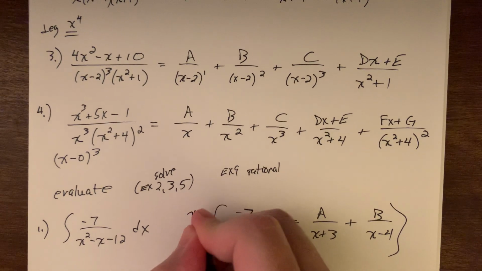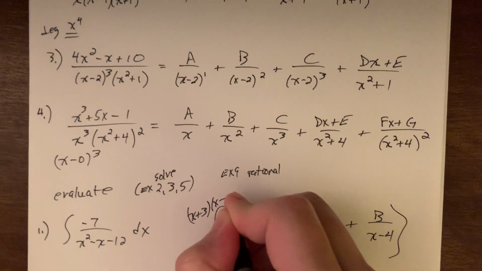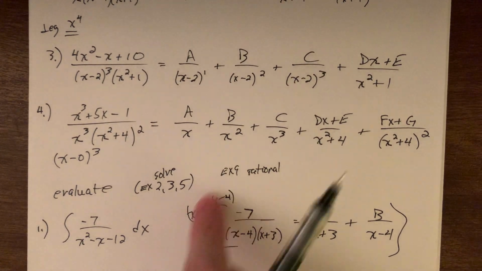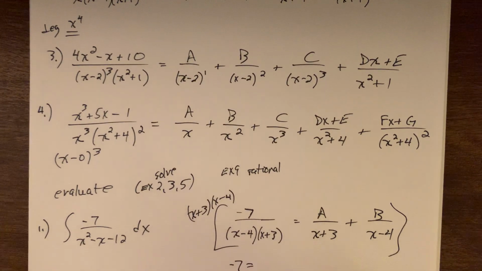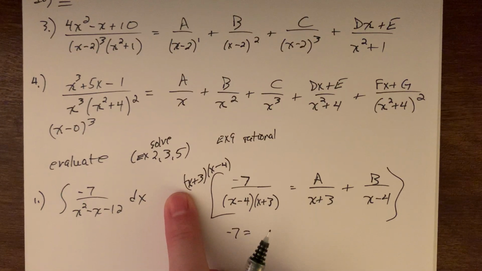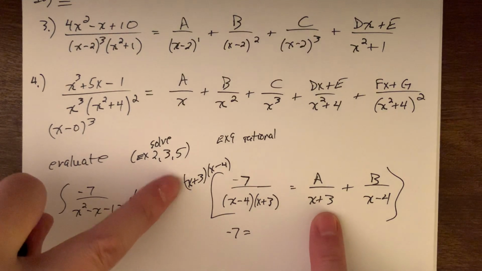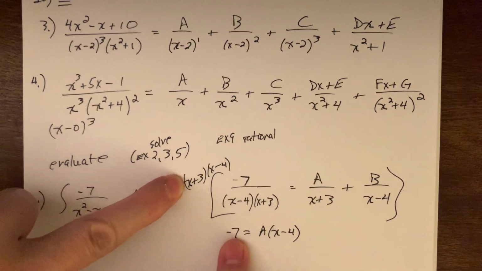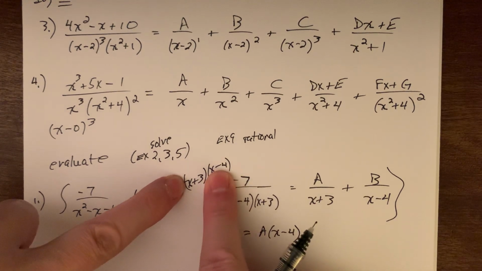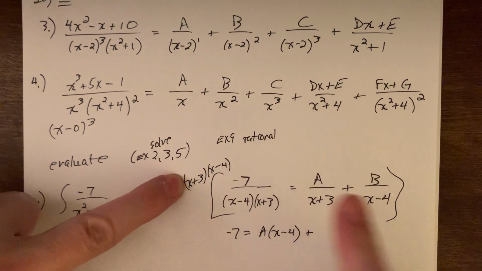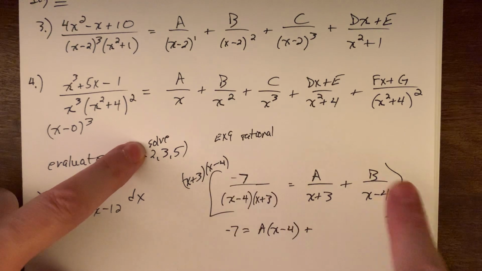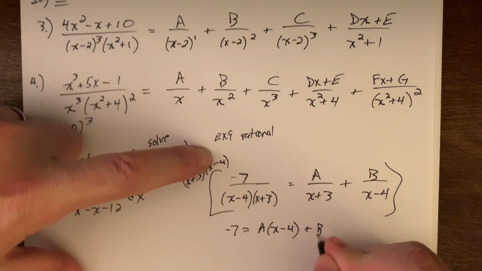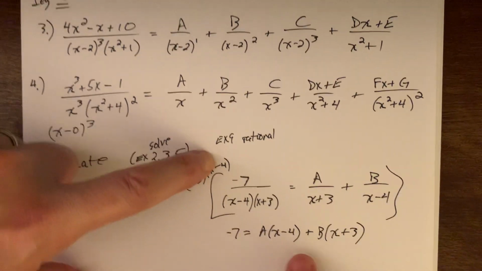So I'm going to multiply everything by that common denominator, x plus 3 times x minus 4. Left side of the equation, everything cancels. I'm just left with the minus 7. The right side of the equation, well, right here, the x plus 3's cancel. I get A times the term x minus 4. Plus, reset all of this now times this fraction, and the x minus 4's cancel, so I get B times x plus 3.